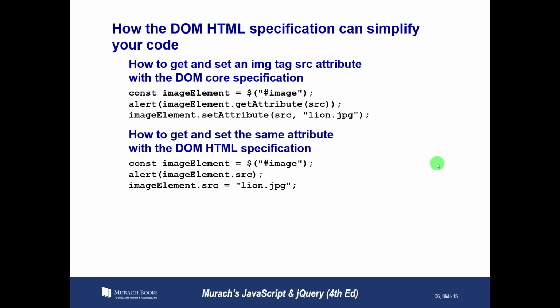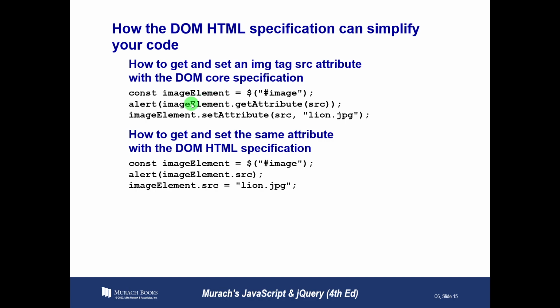So let's look at how the DOM HTML specification can simplify your code. How does it make your coding easier? So up here, we're going to be using the DOM core specification to do something. What we're doing is using the dollar selector, going out and getting the item off of our web page that has an ID of image. So obviously it's going to be an image of some kind. And we're storing a reference to that in this constant called image element.